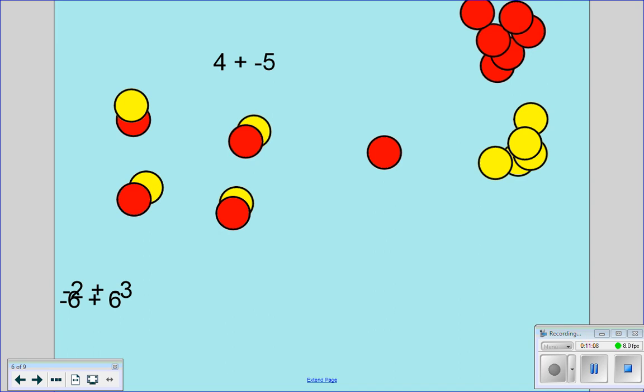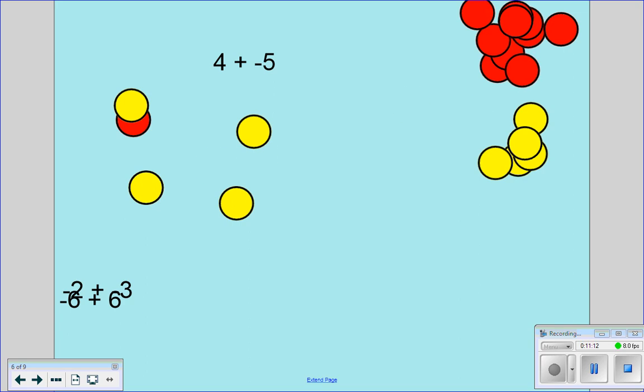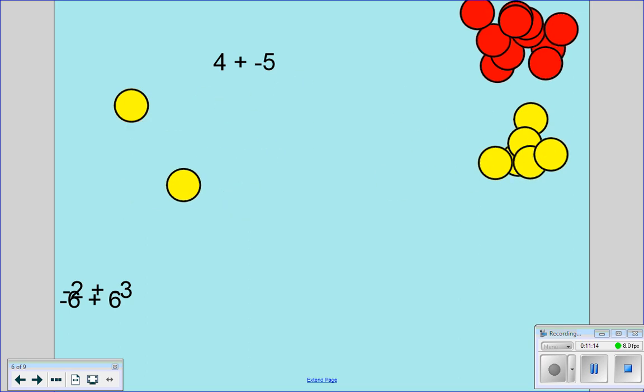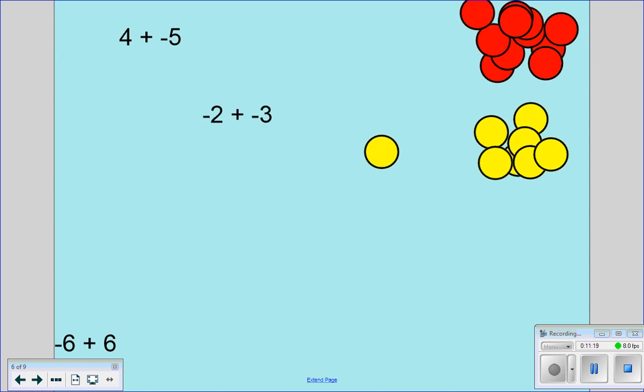I like this way. This is way better. I feel like this is better than the number line. That's just me. I think the number line is kind of confusing. All right, let's try this one. Nope, not that one. Try that one.